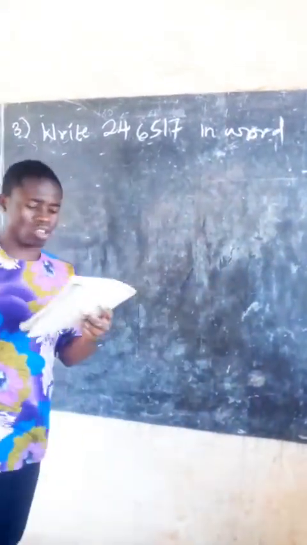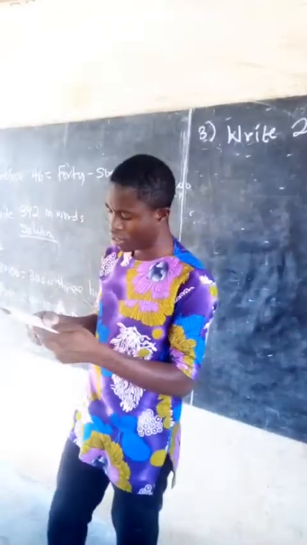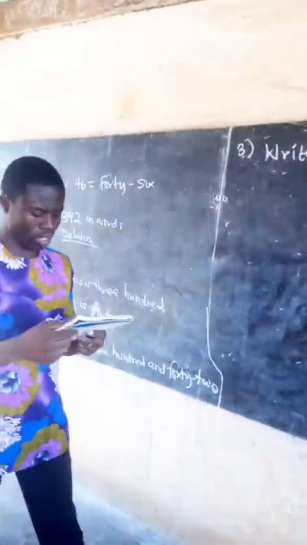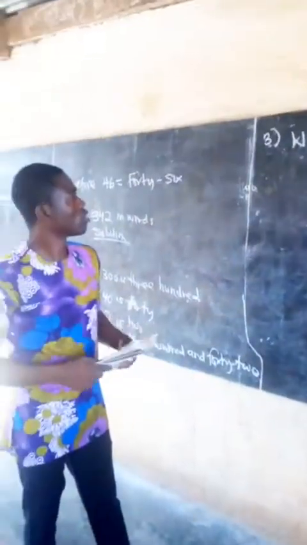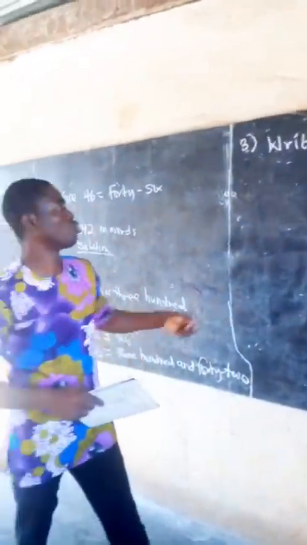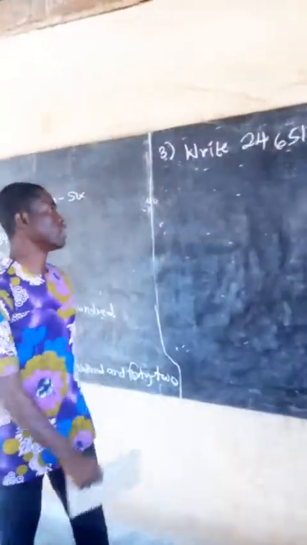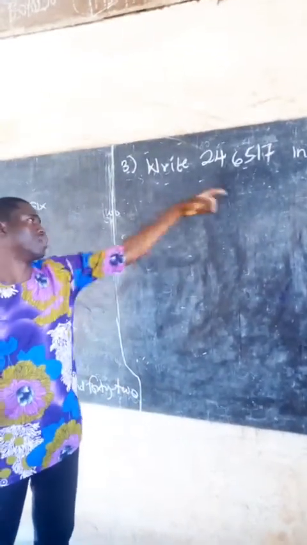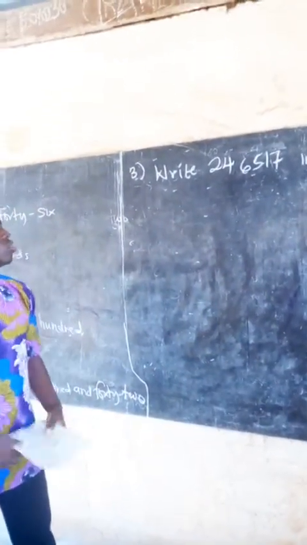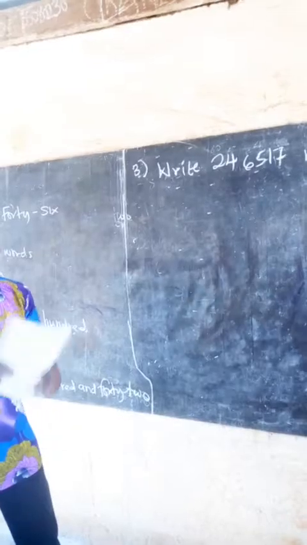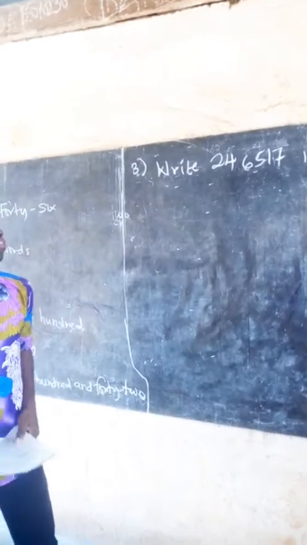If a digit is not taken carefully, you pronounce it wrongly. So you have to take your time to pronounce these digits or these figures. So it's 246,517.